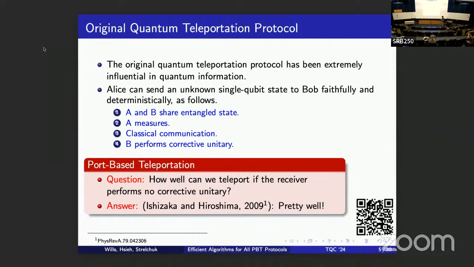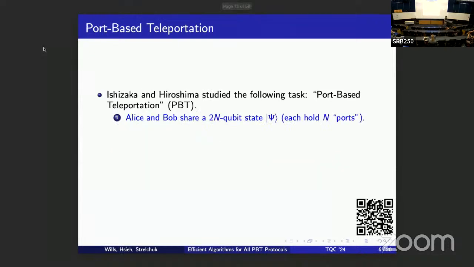This is the one in 2009, which is, I suppose, the most relevant one to us right now. The idea is, they replace these 4 steps. The first step is Alice and Bob share some 2n qubit entangled resource state. So they each hold n qubits, which we call their ports. So Alice holds n ports, Bob holds n ports. We'll go on to talk a bit more about the actual form of this resource state, but for now, let's just say they share a lot of entanglement.